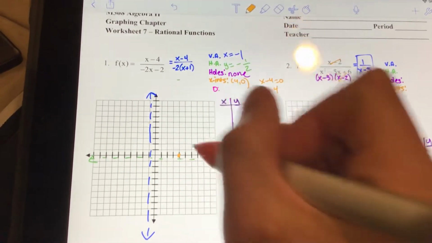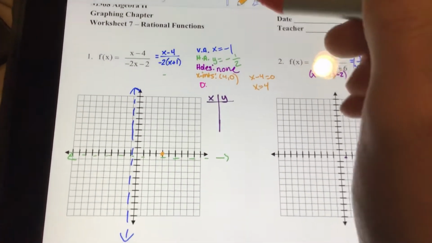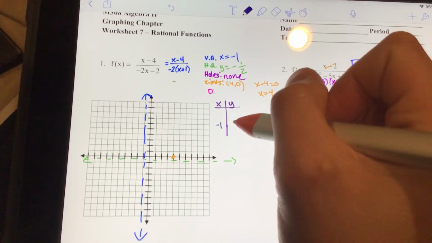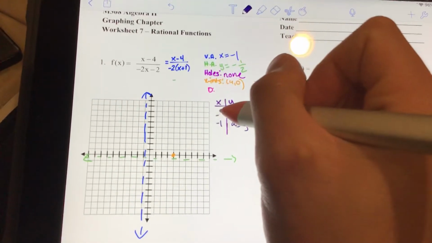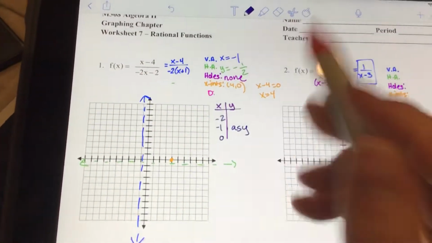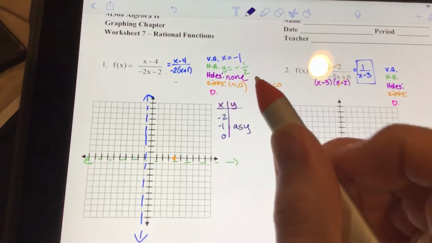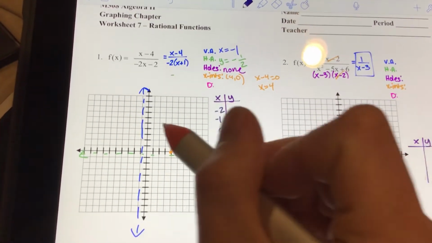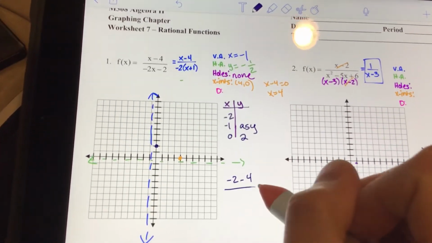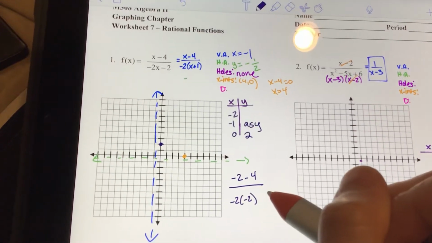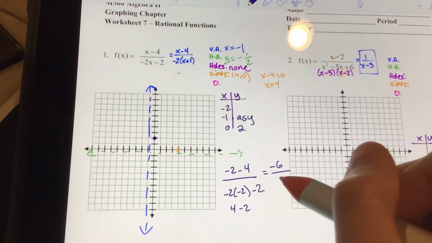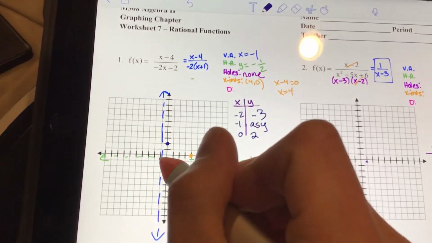And then remember, these are the kind of graphs where you want one point on each side of your vertical asymptote. So if I do an XY chart, I'm going to put the vertical asymptote in the middle, and I'm going to choose a number on each side. So I'm going to choose -2 and 0 to plug in. I'll start with 0. So 0 minus 4 is -4, 0 minus 2 is -2, -4 divided by -2 is +2. Okay, and then if I plug in -2, -2 minus 4 over -2 minus 2, I'm getting -6 over -4, which would be at -3/2.